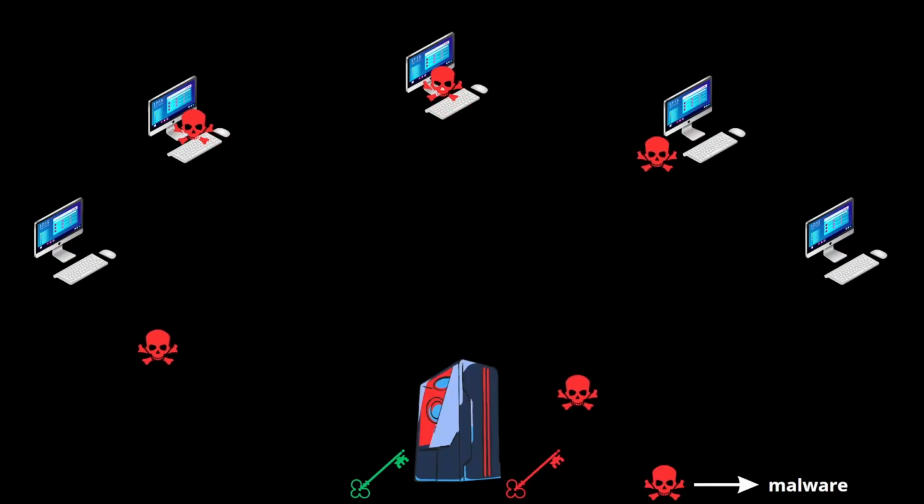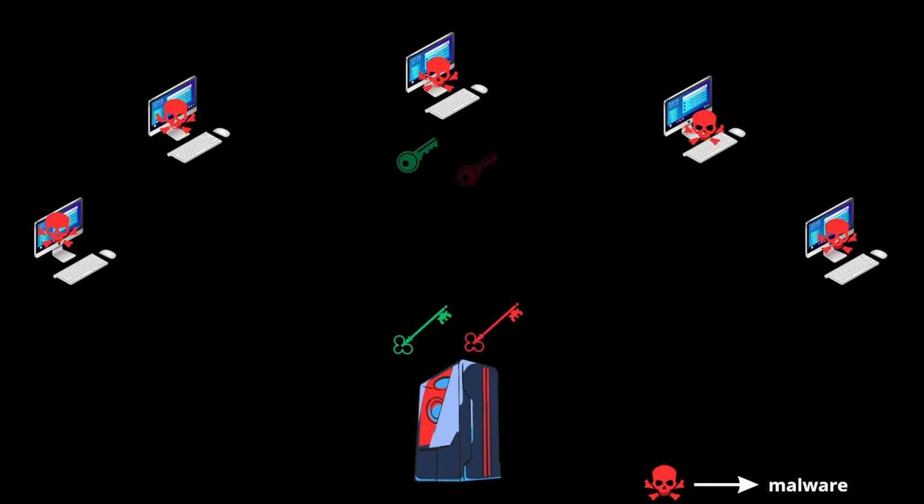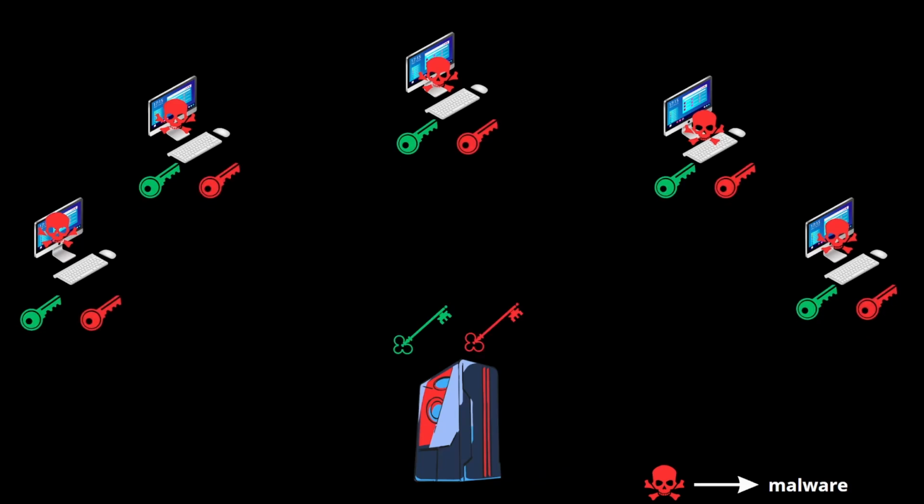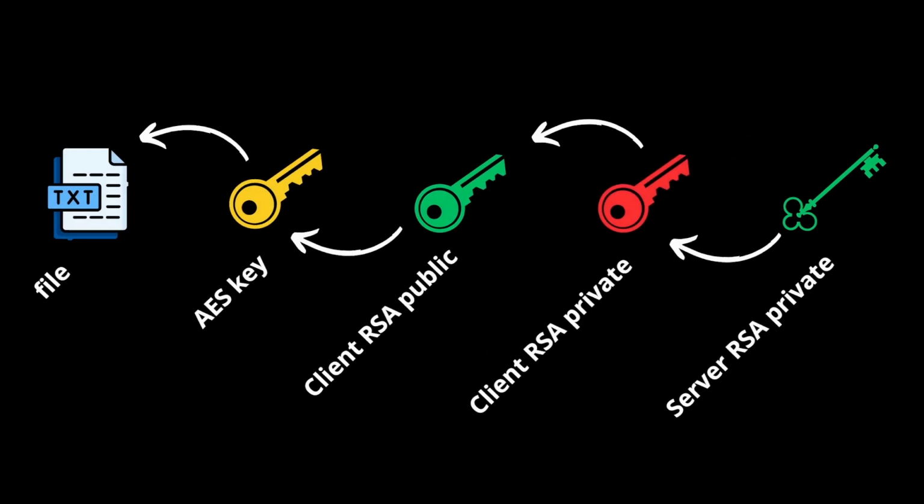Let me show you. Once we spread malware to multiple victims, we would generate a unique pair of keys for each infected device, perform encryption like usual, but using the newly generated keys, and at the end, encrypt the client RSA private key with the server RSA public key. The complete scheme looks like this. With these modifications applied, I think it would be a decent piece of malware.